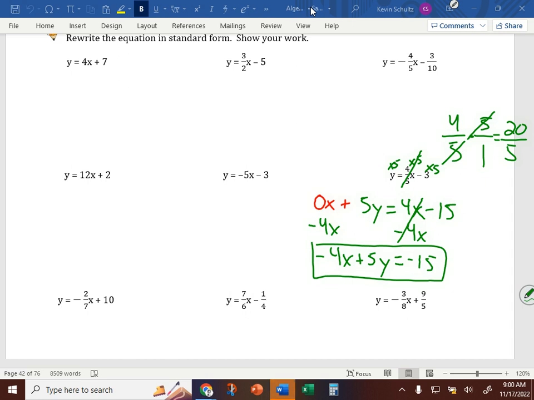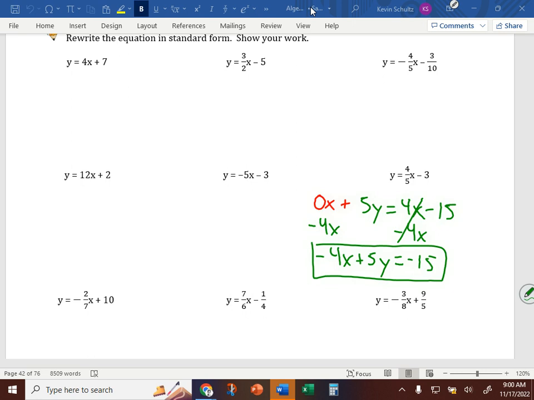Sam? Can you do the one above it? I will do the one above it. How are we feeling at this point? Okay, good. So the one above it now, we've got that double fraction, which means we can't just multiply by 5, right?